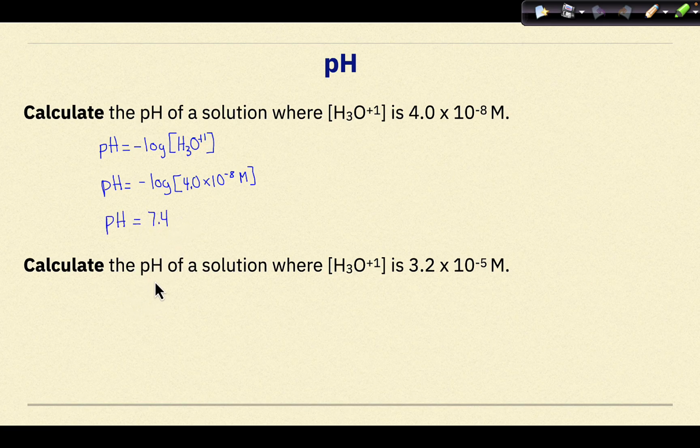So again, the first thing that we're going to do is write out our pH equation. We're going to substitute 3.2 times 10 to the negative 5 molarity in for the hydronium ion, and then we're going to complete the calculation. So the pH here is 4.5. Let's move on to calculating pOH.